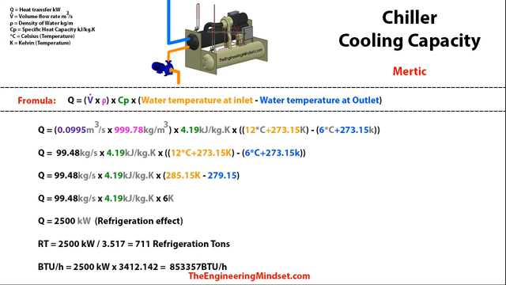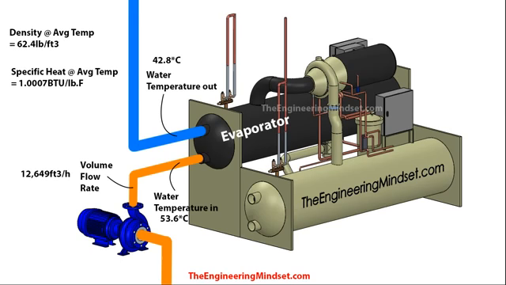And if you want to convert the kilowatts into British thermal units per hour, then all you do is multiply the kilowatts by 3412.142, and that will give you your BTUs per hour. So coming on to the imperial version, in order to calculate this, we're going to use some assumed values. These values are actually from a live chiller operating at 100% maximum demand.